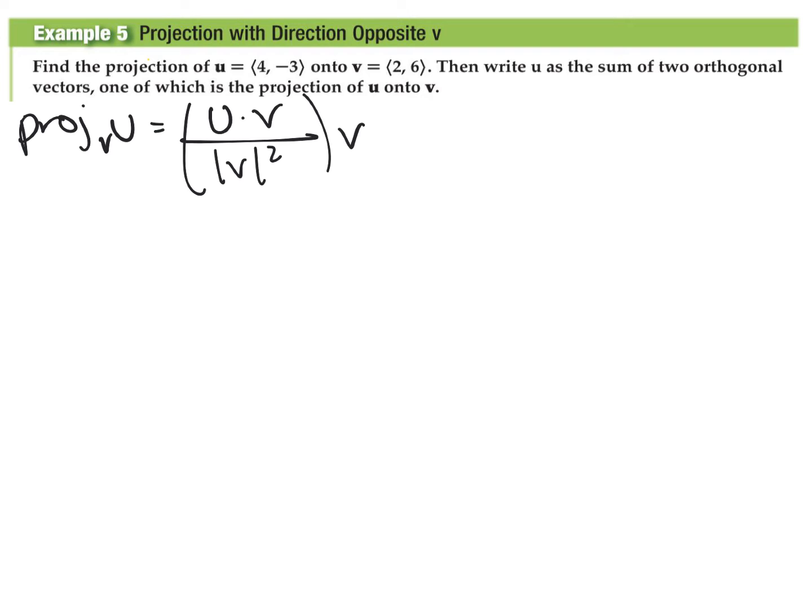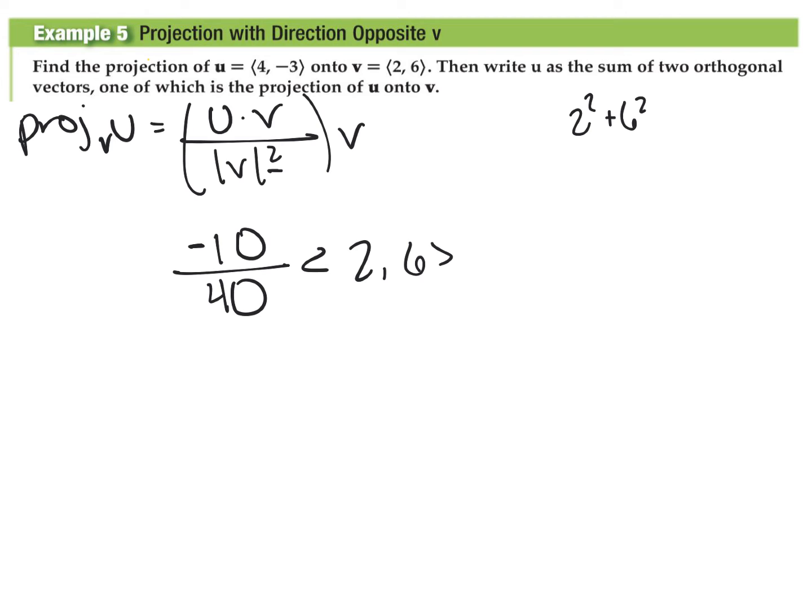So we have the dot product of U and V, that's 8 and -18, so that's -10 on the numerator. The denominator, you've got the magnitude of V squared. So if we just find the magnitude of V and then square it, that's 2 squared plus 6 squared, which is 40. We're not taking the square root because it is squaring it at the end. And then we've got that times vector 2, 6.